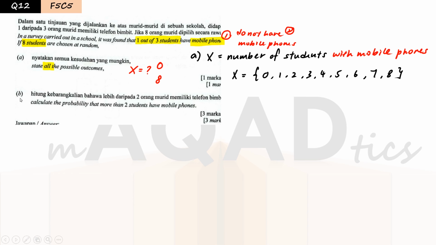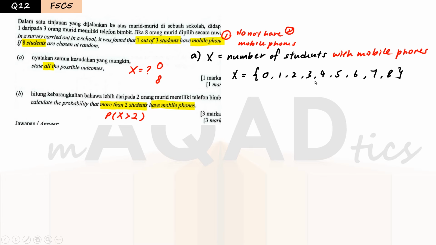For part B, we need to find the probability that more than 2 students have mobile phones, right? So it means we need to find the probability where x, we can use x here because we are looking at the number of students with mobile phones, where the x value is more than 2. Right? So to find the probability, let's see which of the outcomes here are greater than 2.